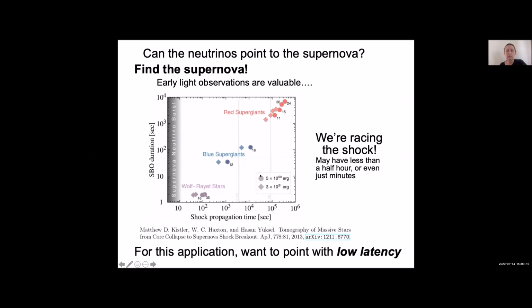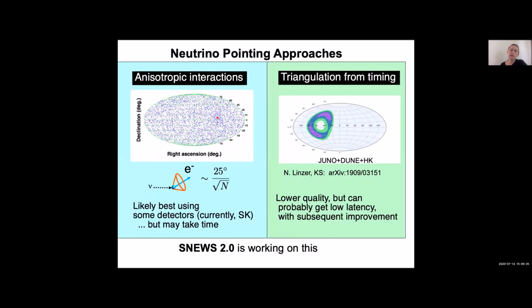Here's a plot showing how much time there is, racing the shock. When does the shock break out? It can be anything from 10 minutes or so to even a day or two. We have different ways of doing that. As I mentioned, a detector like Super K, and actually also DUNE, will be able to point using anisotropic interactions themselves, where the products remember where they were kicked from. We can also use timing to triangulate, which is not likely going to be as good, but is something that can be done with low latency. This is a major topic that SNEWS 2.0 is working on.